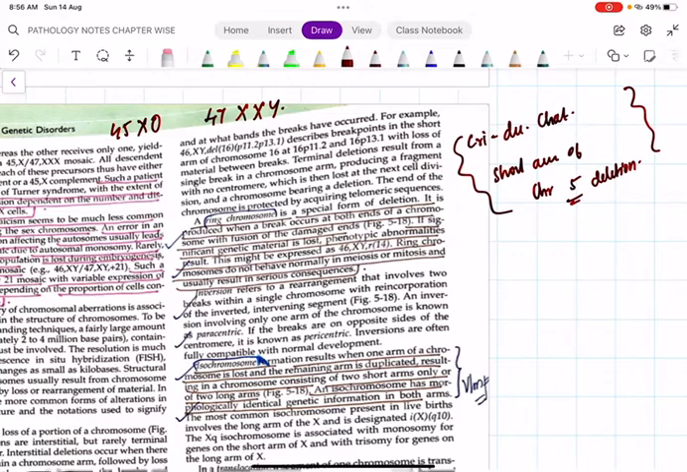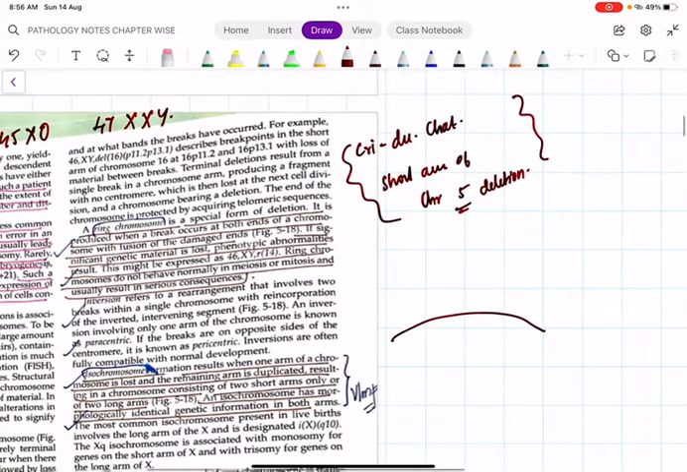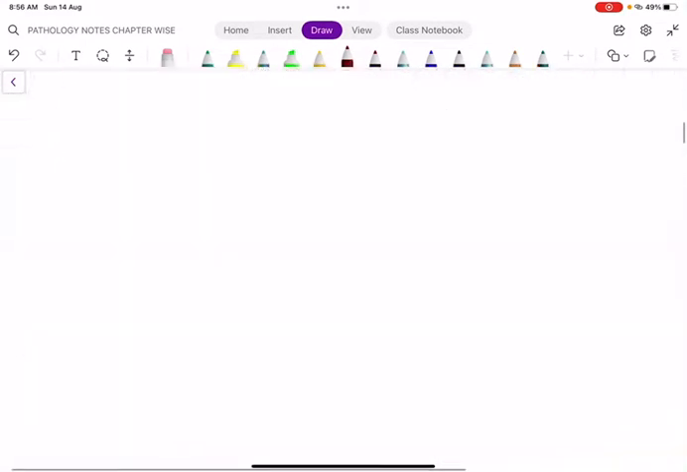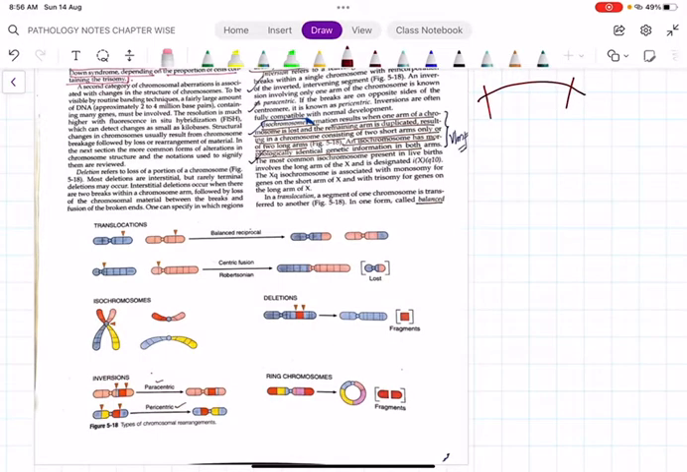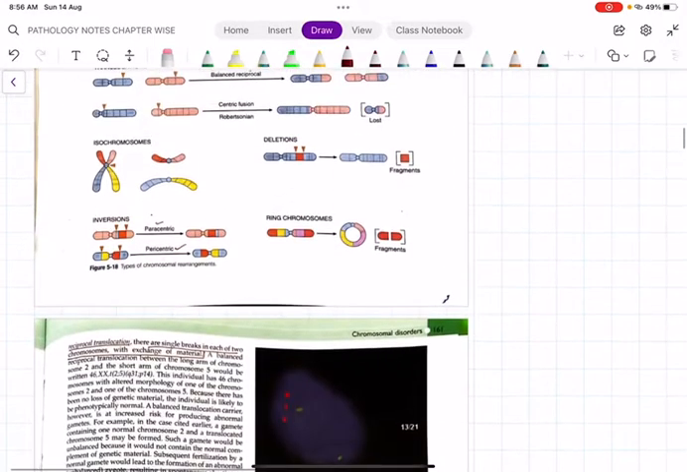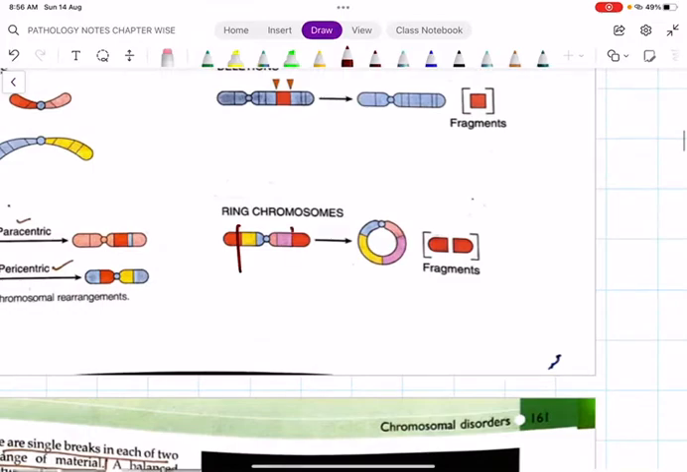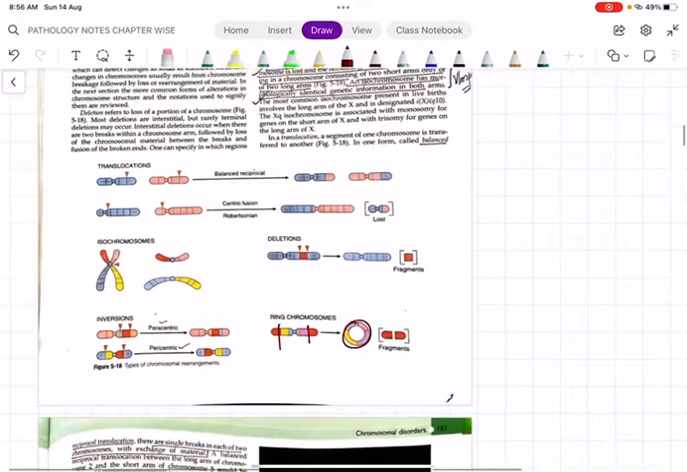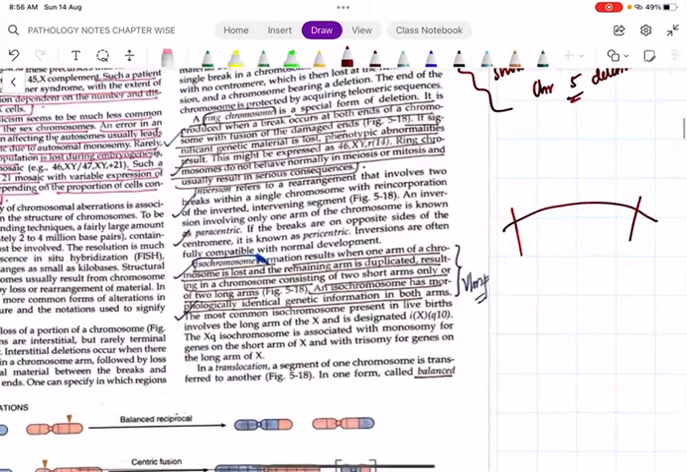For example, this is a chromosome, and when breaks occur at the ends of the chromosome, and I will show the picture also, one second. What is an isochromosome? What is a ring chromosome? The breaks occur at the ends, and finally they fuse to form a ring. This is called a ring chromosome.